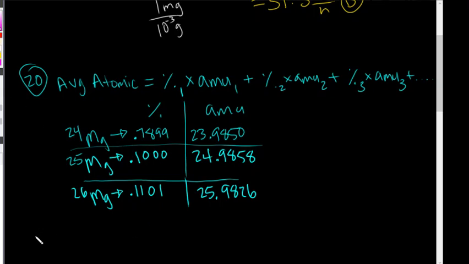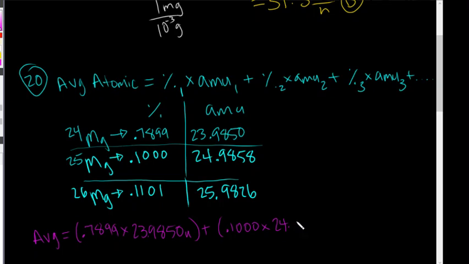Okay, so to find the average, for magnesium 24, we'll take 0.7899 times 23.9850, and it looks like they're using U for yours, plus, now I'm on to magnesium 25, 0.1000 times 24.9858, plus 0.1101 times, oh, where would be U there, 25.9826.